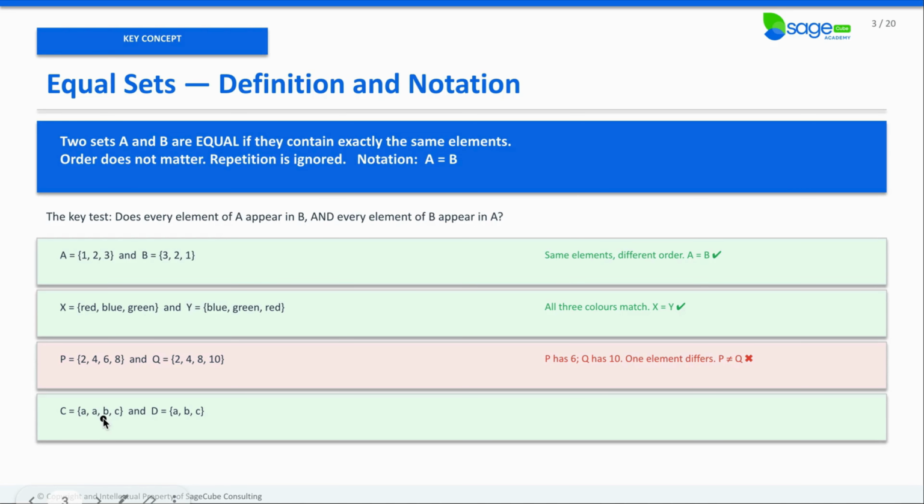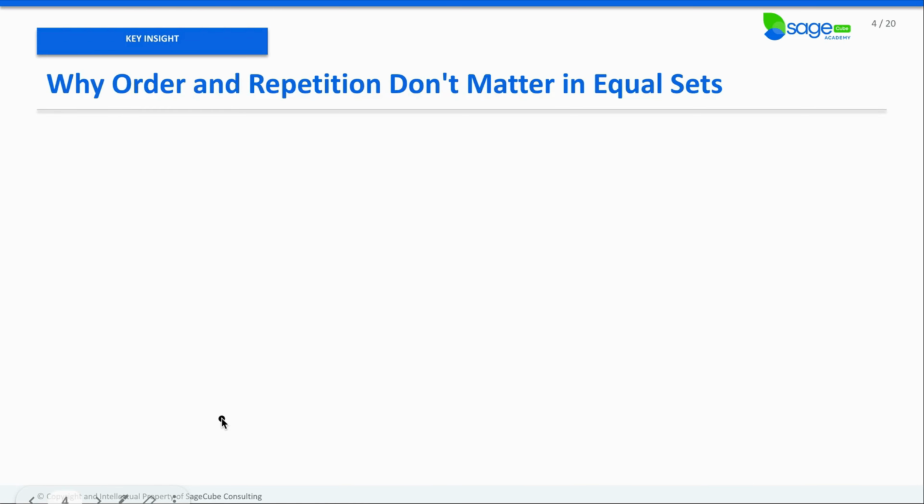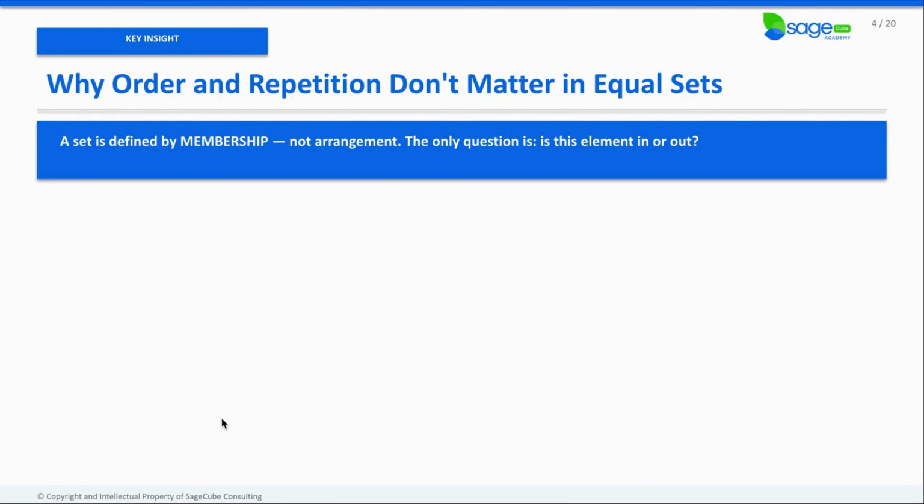Let's look at the last one. C equals A, A, B, C and D equals A, B, C. Remember, repetition doesn't matter. A is still A. Okay, so we have ABC here and we have ABC here. So they are equal.